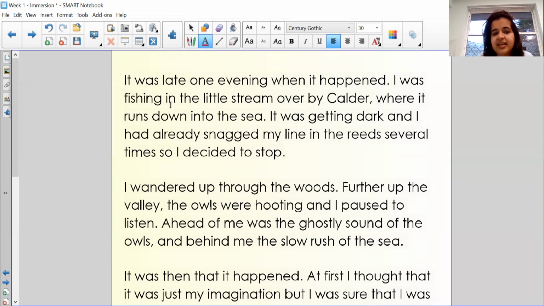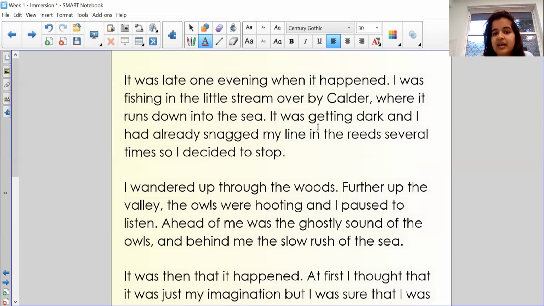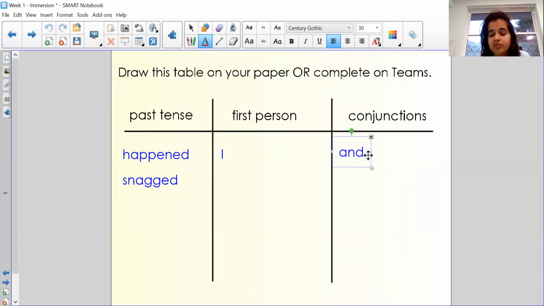I was fishing in the little stream over by Calder where it runs down into the sea. It was getting dark and I had already snagged, and I had already snagged. That's your conjunction. It was getting dark and I had already snagged my line in the reeds several times, so I decided to stop. So is another joining word.